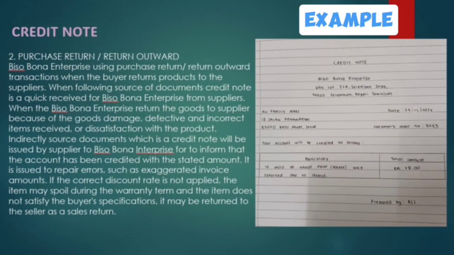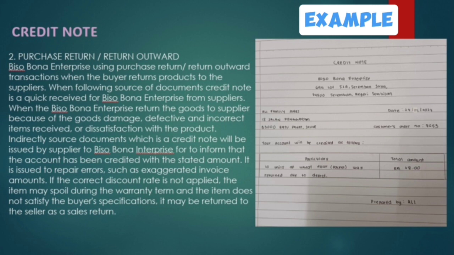Second, credit note. Purchase return or return outward. Viso Bona Enterprise uses a purchase return transaction when the buyer returns products to the supplier. The source document is a credit note, which is a receipt for Viso Bona Enterprise from the supplier, when Viso Bona Enterprise returns the goods to the supplier because of damaged goods, defective goods, an incorrect item received, or dissatisfaction with the product.